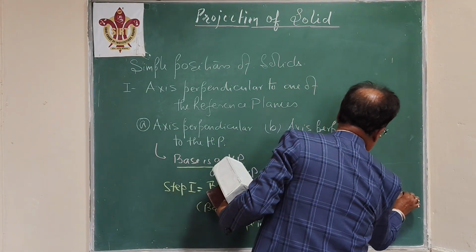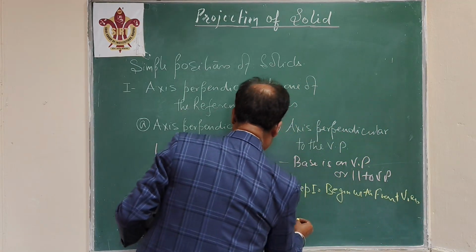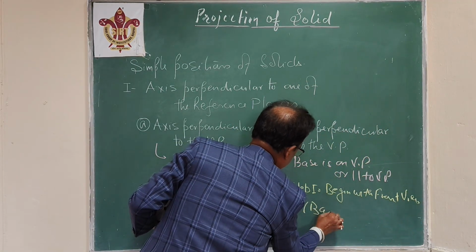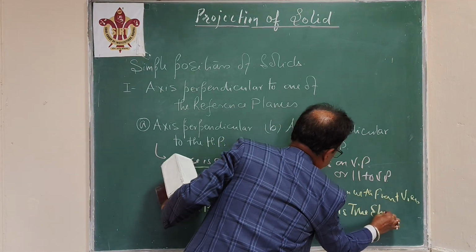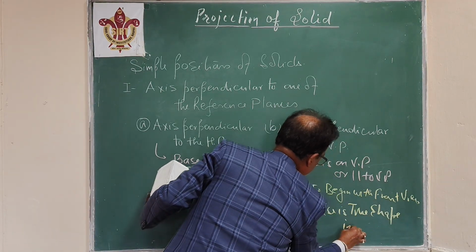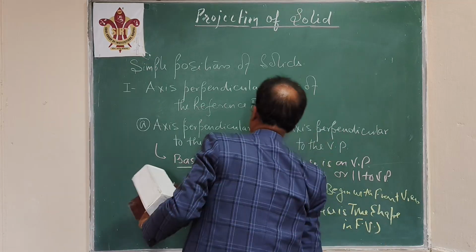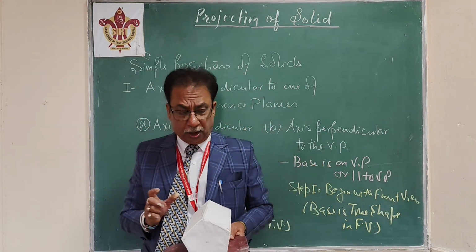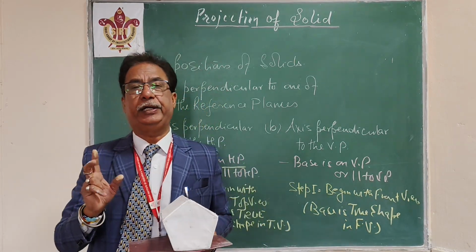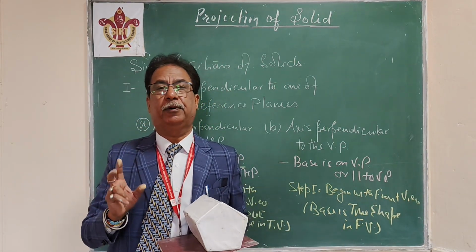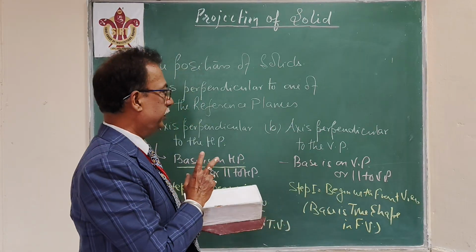Why are we doing the front view first? Because the base is showing its true shape in the front view. So this is the simplest concept. The normal concept is that you have to start from the figure in which you are going to get the true shape of the base. So this is the simple logic.